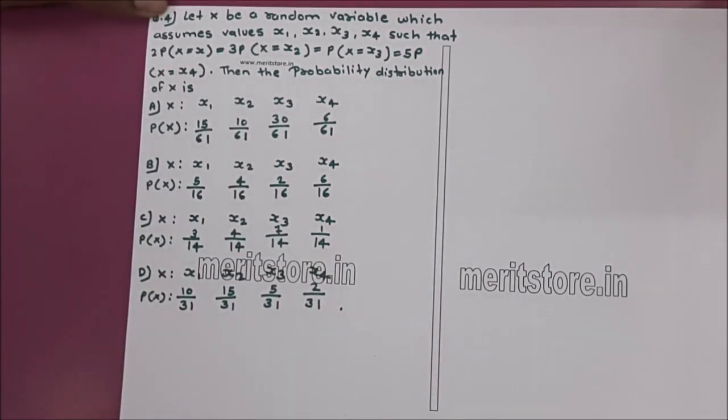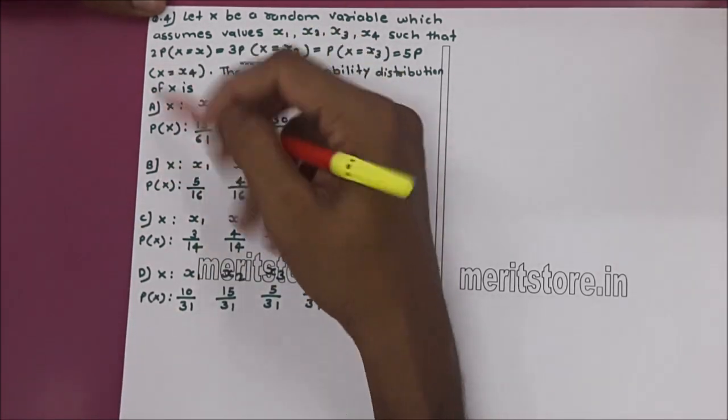Question 4. Let x be a random variable which assumes values x1, x2, x3, x4 such that 2P(x equal to x1) is equal to 3P(x equal to x2) is equal to P(x equal to x3) is equal to 5P(x equal to x4). Then the probability distribution of x is, we have four options with probabilities.